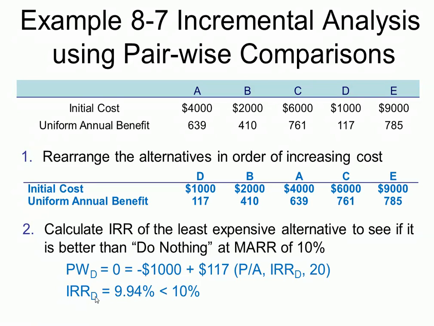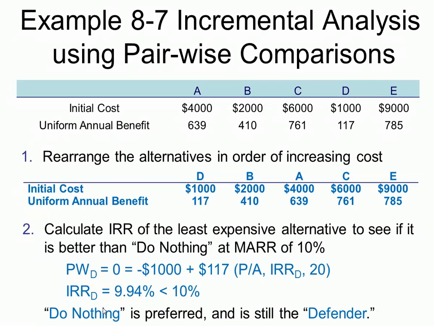So if the return on D is less than the minimum attractive rate of return, there is no advantage in doing it because we could invest it in some other projects that would give us our desired minimum attractive rate of return. So we're not going to do D, we're just going to do nothing in this case, right? Nothing is preferred. And so nothing remains a defender because the challenger D failed to defeat do nothing, so do nothing is still the defender.